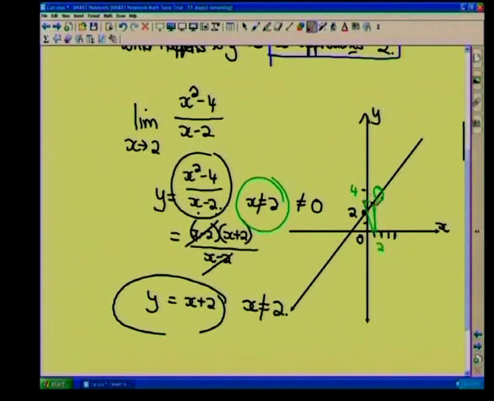But as I get nearer to 2, do you agree with me, if this thing will let me do it? Then let's change it back to this one. It's getting closer and closer to 4. Likewise, if I go from the other side, let's use the peach one, and I go from this end, closer and closer to my 2, it's also getting closer and closer to 4. So what I know is that the answer of this would be 4.